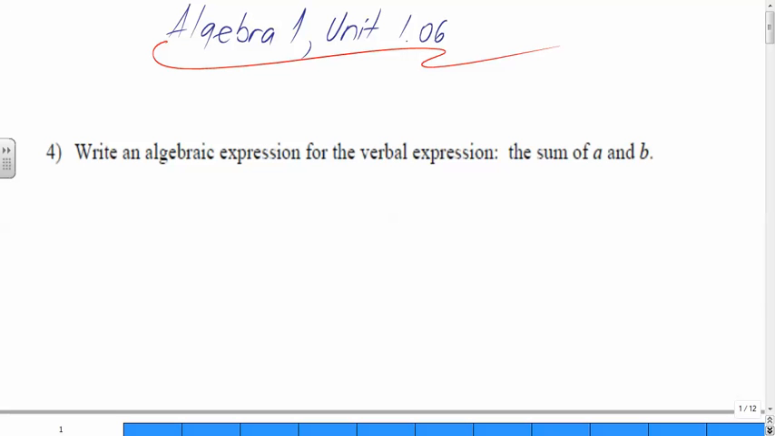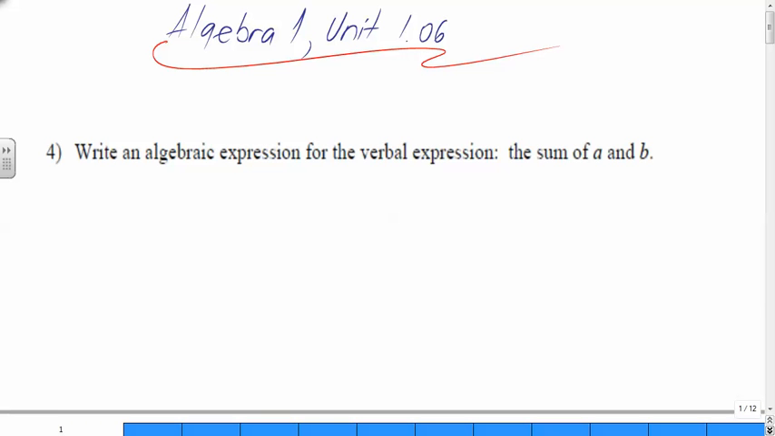Let's talk about Unit 1.06 Algebra 1, and like you guys remember, this is going to be your proficiency exam for this year. Graduating this class will guarantee a readiness to graduate high school, right?